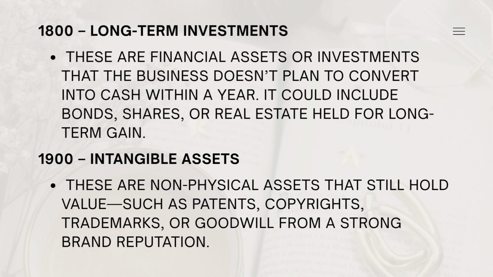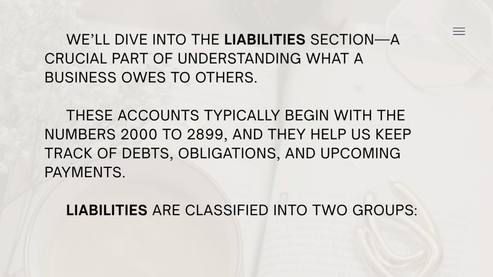We'll dive into the liabilities section, a crucial part of understanding what a business owes to others. These accounts typically begin with the numbers 2000 to 2899, and they help us keep track of debts, obligations, and upcoming payments. Liabilities are classified into two categories.